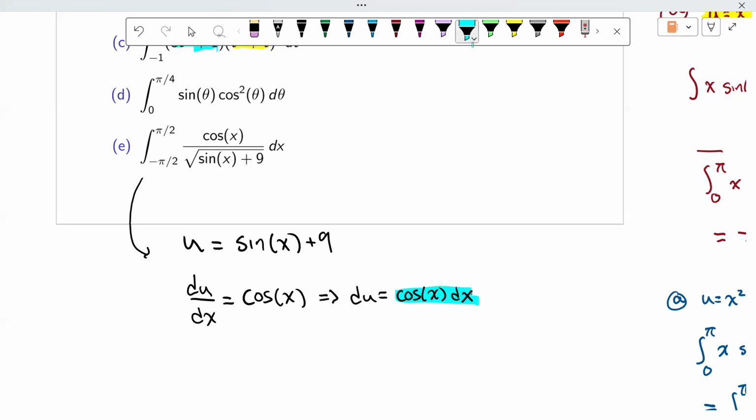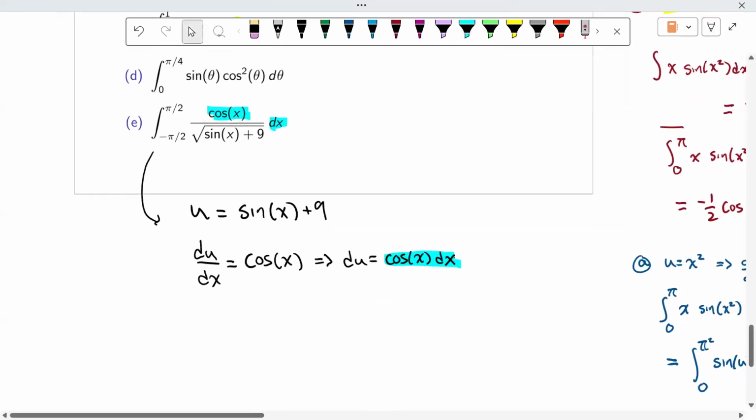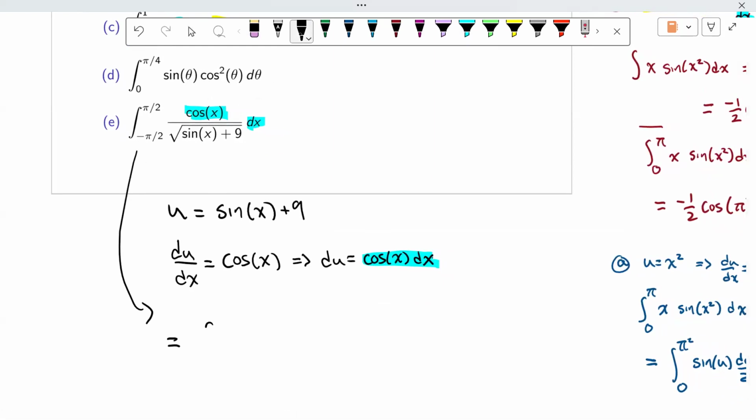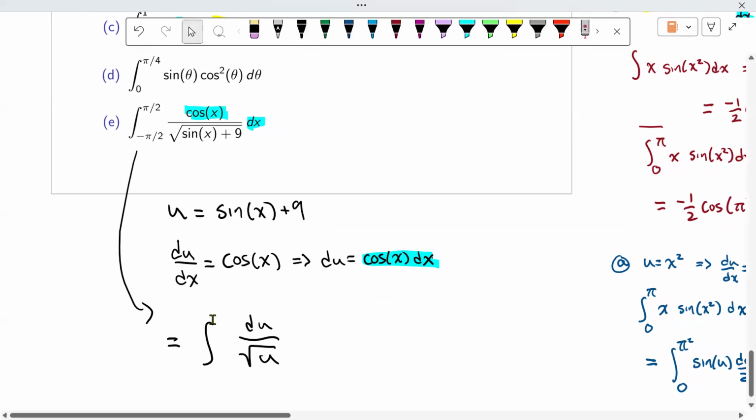And the thing to notice is that we get this cosine x dx right there. It matches exactly with our integral. And so when we do this integral, what will we have? Well, that whole blue part can just be du, and that denominator can just be square root of u, which is nice. All right, now the question becomes, what are my bounds here?